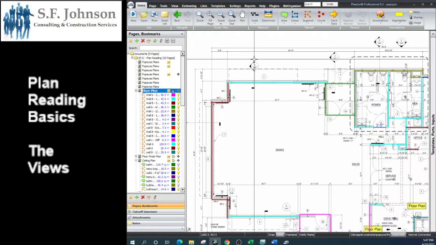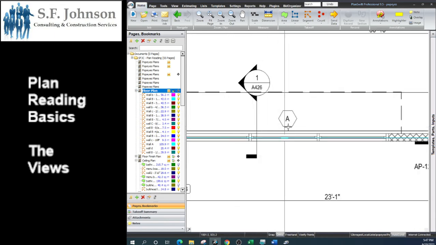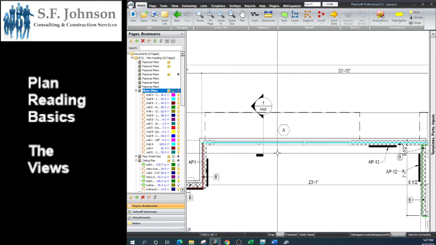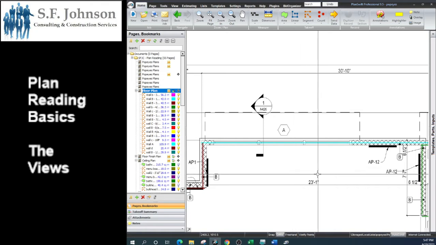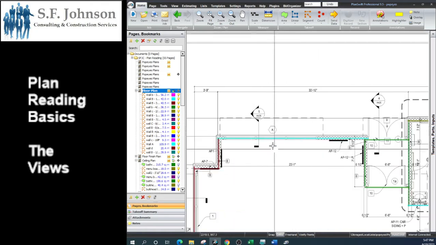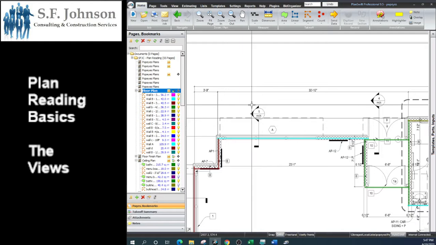So in order to see the height of the wall, we go to the second of the views, which is the section view. The section view gives us the vertical view of any section where it's intersecting.